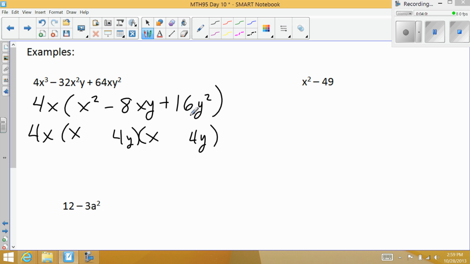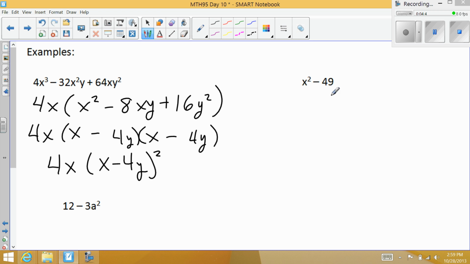Because I want to multiply to a positive 16 but add up to a negative, I want a negative times a negative. That way they'll multiply to positive 16, but my middle terms then, I'll get a negative 4xy and another negative 4xy, which adds up to a negative 8xy. So we can then, just to make things look a little more compact, go ahead and write it as 4x times x subtract 4y squared.